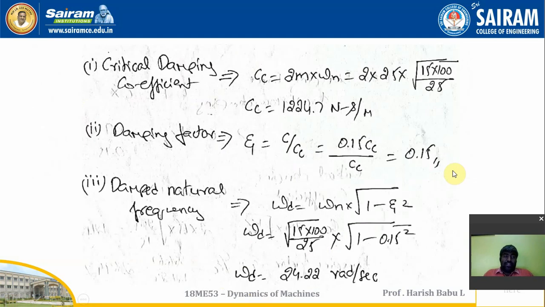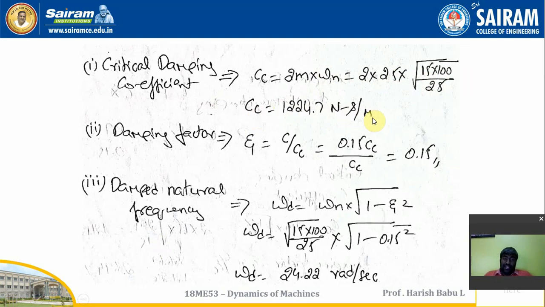So the first one, let us go for the critical damping coefficient, which is given by Cc is equal to 2m omega n. Since we know the k value and m value, it is very easy to find out the critical damping coefficient first. So I go for substituting the values. Omega n I'm going to take as root of k by m. So I'm going to substitute the k value, m value over here. So I'm going to get that Cc is equal to 1224.7 Newton second per meter.